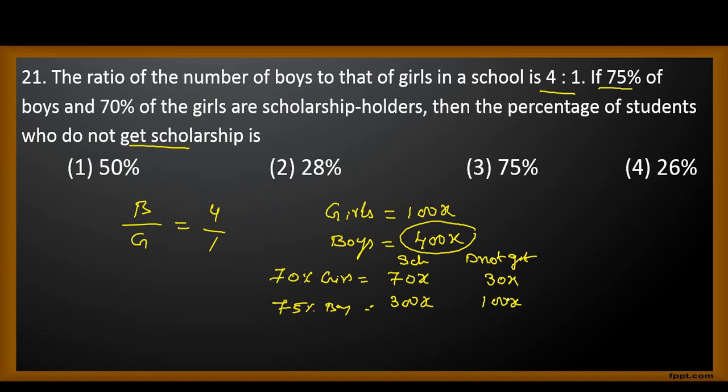Now the question here is the percentage of students who do not get a scholarship. Those who do not get a scholarship are how much? 130x. What is the total number of students? So the percentage of students who do not get a scholarship is equivalent to 130x, these are the people who didn't get a scholarship, divided by the total number of people, which is 500x, into 100. Okay, x and x will get cancelled, 2 zeros will get cancelled, 5 ones are 5, 26. Simply the answer is 26%. Option 4.